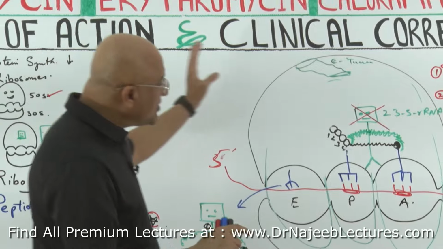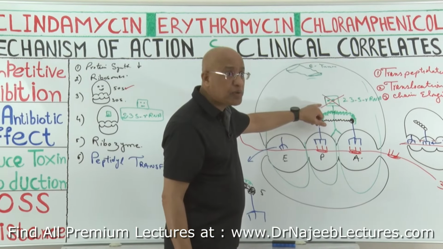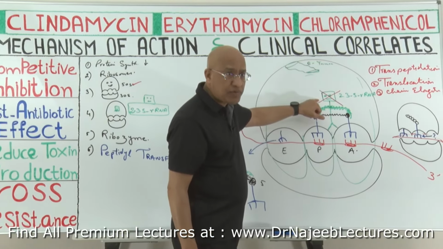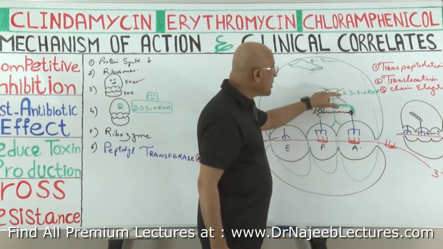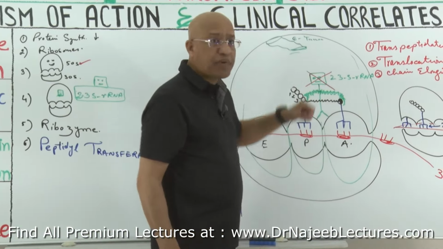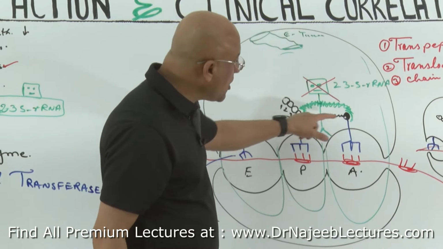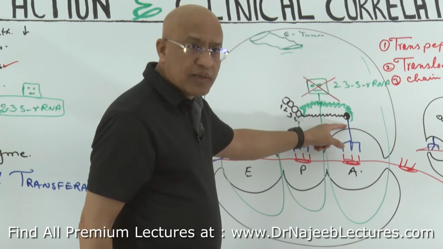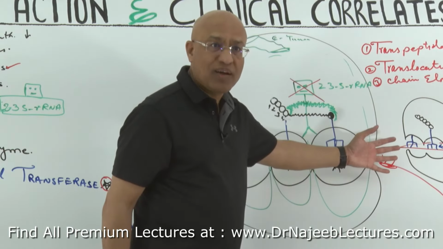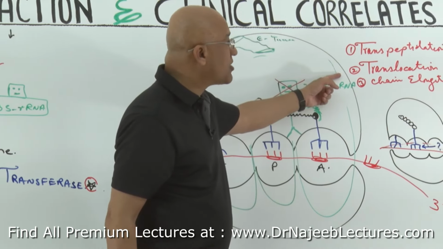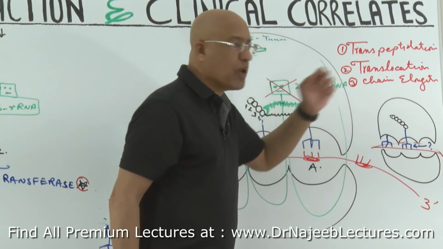All of these drugs basically act on the 50S subunit. At which point? At the ribozyme, which is the 23S subunit. All these drugs bind over here and they disrupt the function of peptidyl transferase. When peptidyl transferase is not working, then the peptide bond is not formed, the peptide chain is not shifted to the new amino acid, and then the ribosome does not translocate. If transpeptidation is not done, the next step, translocation, fails. When transpeptidation and translocation fail, the chain will not be elongated.